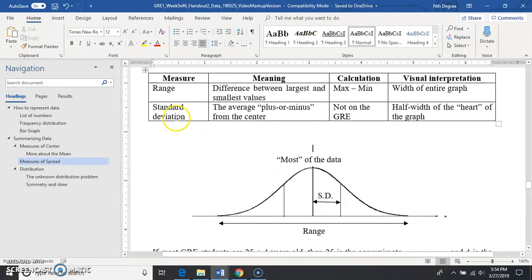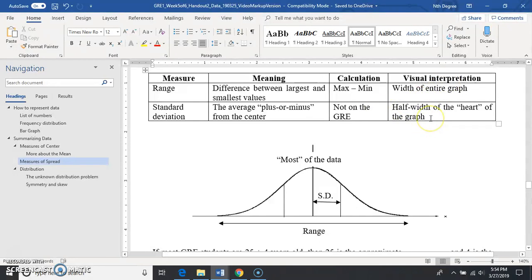The other important measure of spread is called the standard deviation. This one is a little bit more bizarre to those of you who may not have seen it before, or even some of you who have. It is another measure of spread. In this case, it doesn't measure the width of the entire graph, but of an important part of it. Its meaning is essentially the average plus or minus distance from the center of the graph. How do you calculate the standard deviation? Don't worry about it, because on the GRE, you'll never have to.